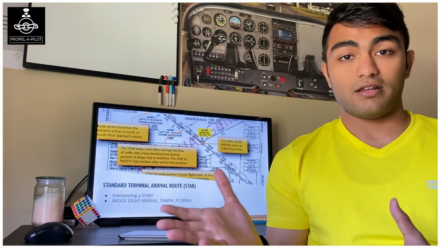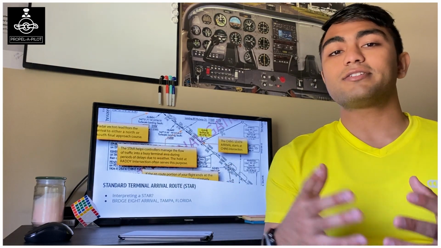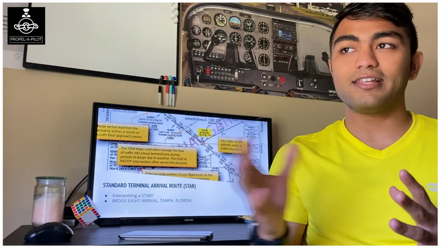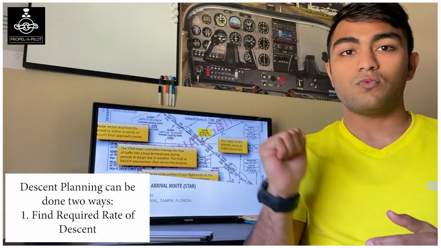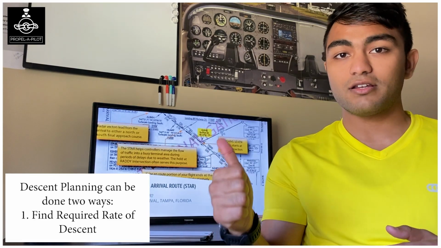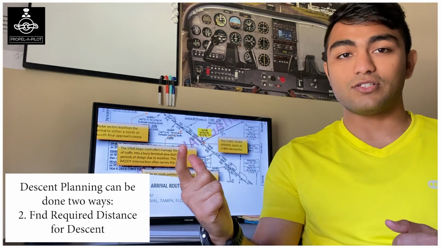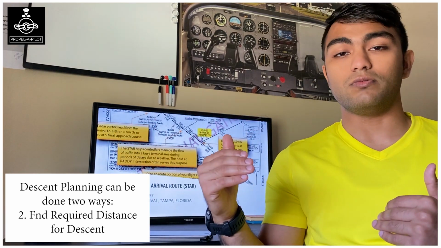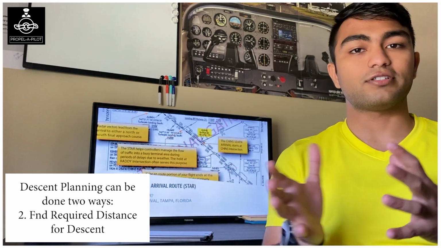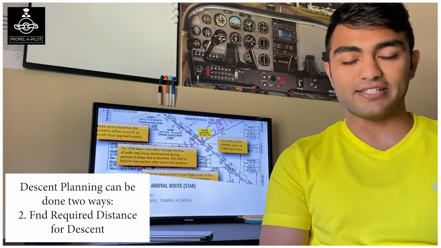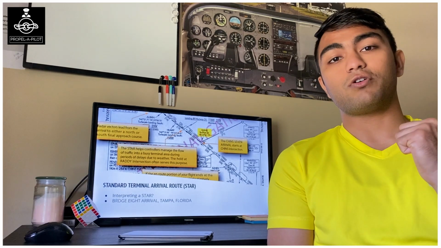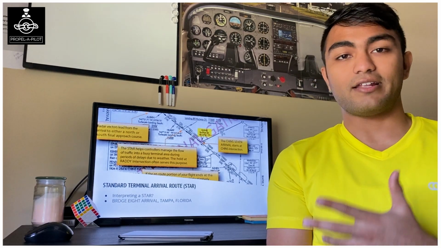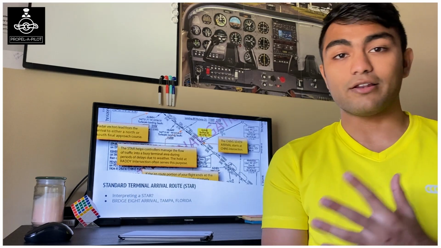Whether you fly a STAR, an instrument approach procedure, or just descend VFR, you will still need to determine either of these two things: one, the required rate of descent, or two, the required distance for descent to begin, meaning how far from the airport or a particular fix you are going to start your descent. Let's take some examples, two examples for required rate of descent and one for required distance of descent, and I will tell you how to calculate these things.